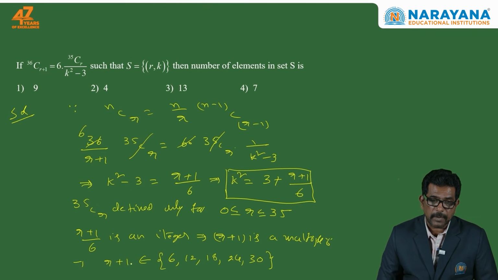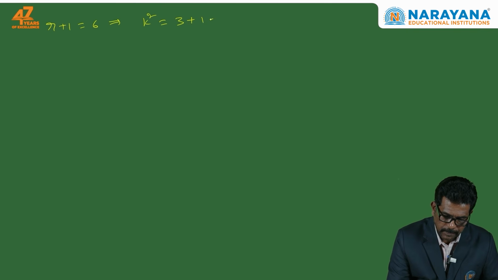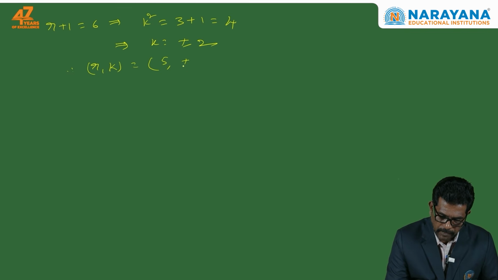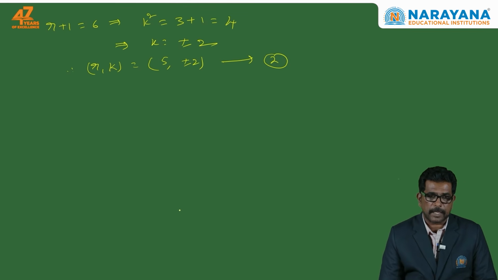Now, one by one we are going to check. Suppose r plus 1 is equal to 6. Then k square is equal to 3 plus 1, which is 4. It implies k is equal to plus or minus 2. Therefore, the ordered pairs (r, k) are (5, plus or minus 2). In this case, 2 ordered pairs.